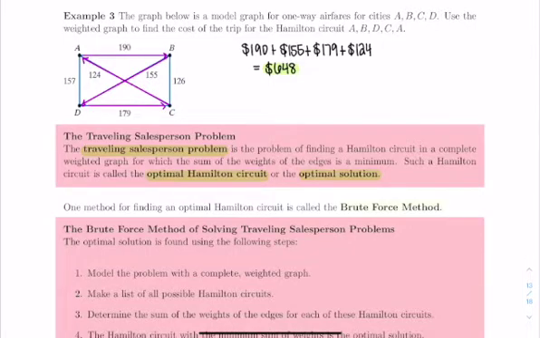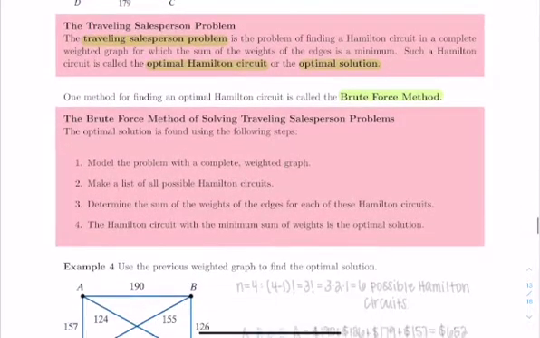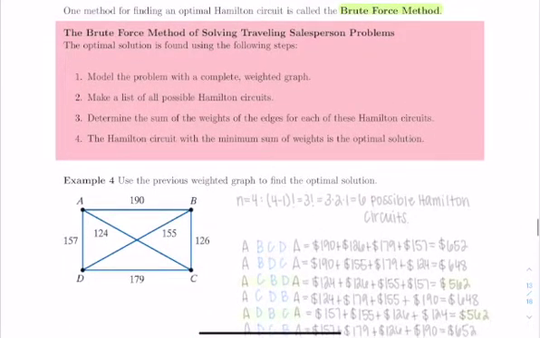One method for finding an optimal Hamilton circuit is called the brute force method. The brute force method of solving the traveling salesperson problem is found using the following steps. First, you will model the problem with a complete weighted graph. You will make a list of all possible Hamilton circuits. You'll determine the sum of the weights of the edges for each of these Hamilton circuits. The Hamilton circuit with the minimum sum of weights is the optimal solution.